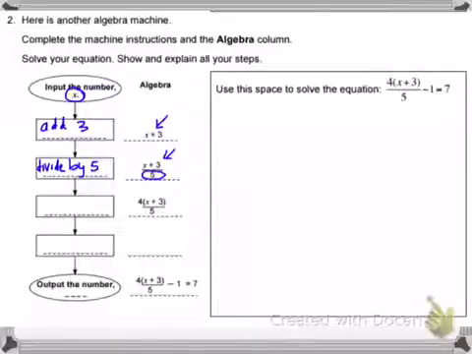I added 3, I divided by 5. The next thing I see here is a 4 out in front of that sum, which means that the whole entire sum was multiplied by 4. So my next step is to multiply by 4.